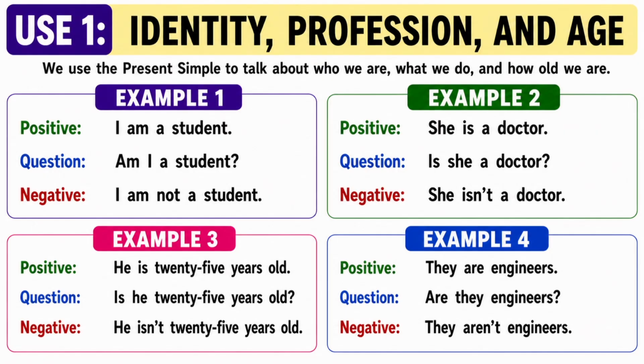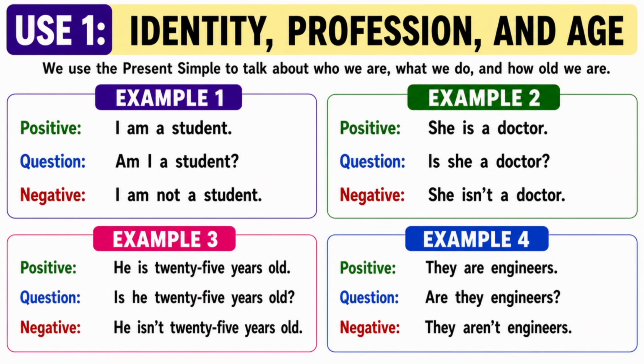Example 2. Positive. She is a doctor. Question. Is she a doctor? Negative. She isn't a doctor. Example 3. Positive. He is 25 years old. Question. Is he 25 years old? Negative. He isn't 25 years old.